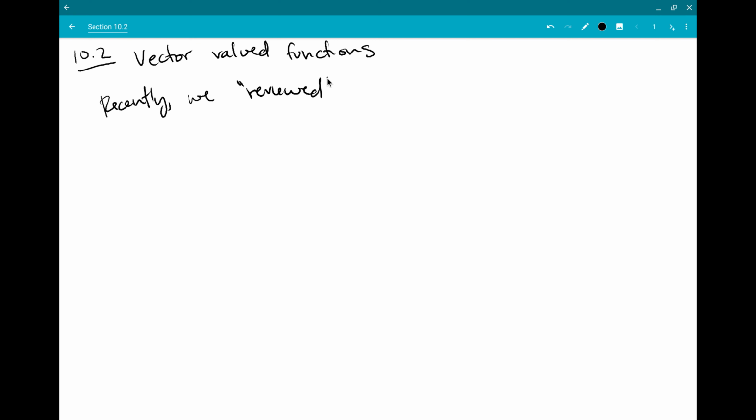But recently we reviewed vectors. So there's some v equal to maybe a series of numbers 1, 2, 3, or i hat plus 2j hat plus 3k hat, however we prefer to write that. It's just something that takes an xyz coordinate 1, 2, 3, and it points an arrow to that value.